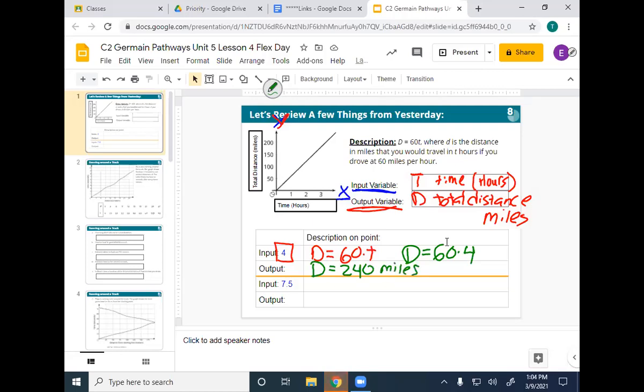Okay? So I need you to get your calculators out. And I want you to calculate. I need you to now use this equation to calculate with an input of 7.5. Take 30 seconds right now to use your calculator and calculate that output there.